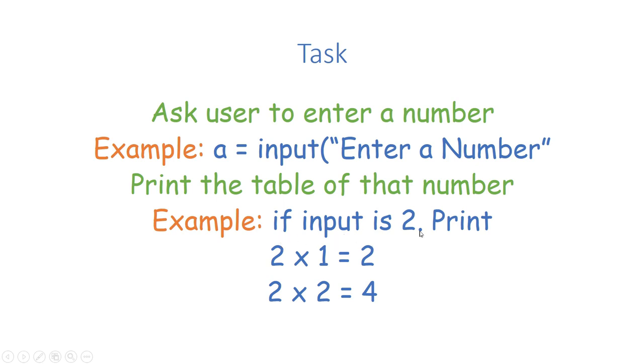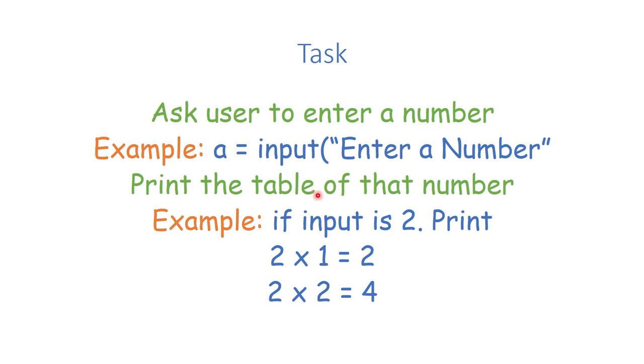If the input is 2, print 2 times 1 is equal to 2, 2 times 2 is equal to 4. So here you will have to write a table from 1 to 10, like this: 2 times 1, 2 times 2, 2 times 3, 2 times 4, for every number which the user enters. It is a very simple task. You can use a for loop for this. It is a hint for you.